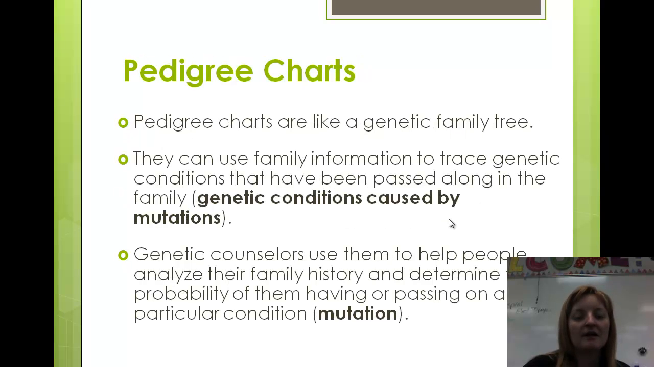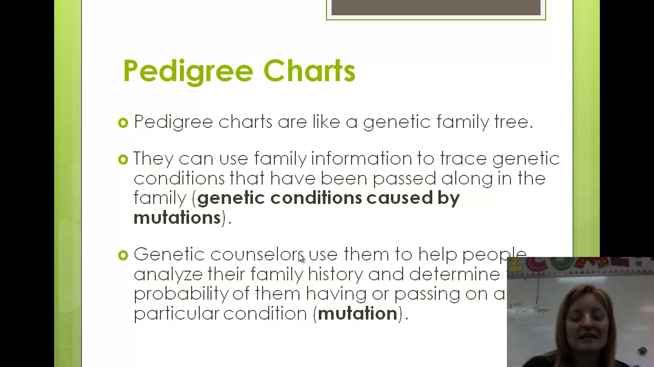All right. The last thing that we need to talk about is a pedigree chart. A pedigree chart is like a genetic family tree. They're not as lovey-dovey as your family tree, but you can track conditions based on a family history as much as you can doing gel electrophoresis and karyotyping. So we use family information to trace genetic conditions that have been passed along from the family, and genetic conditions are caused by the mutation.